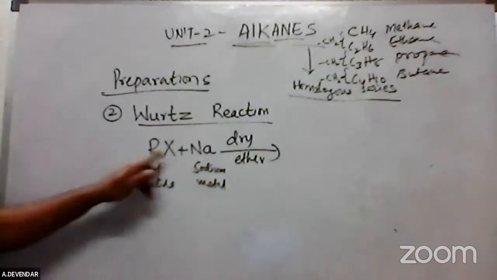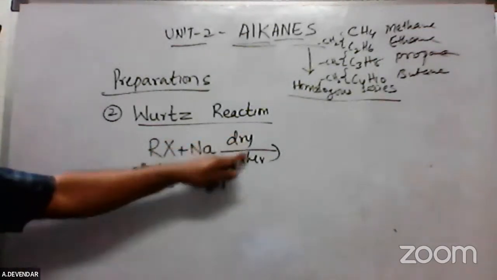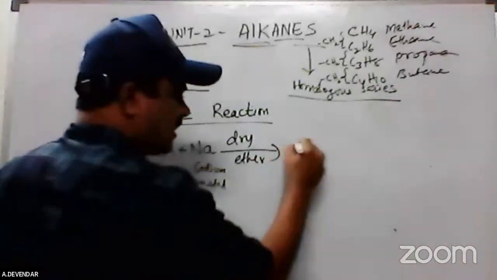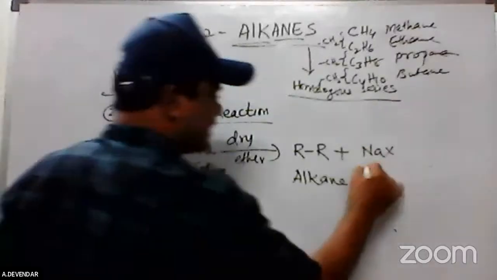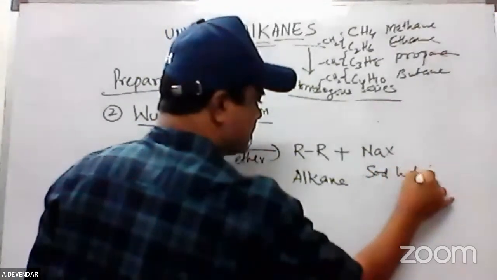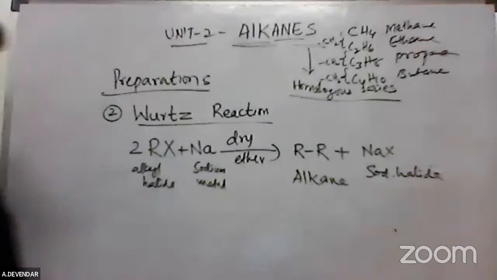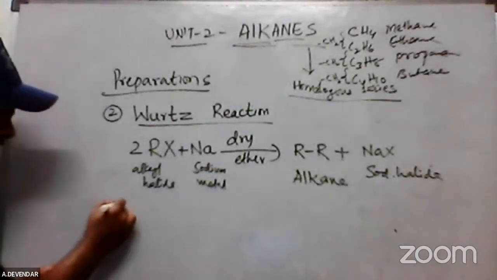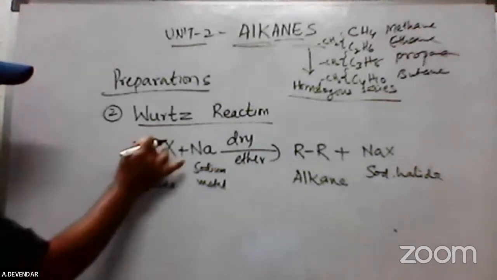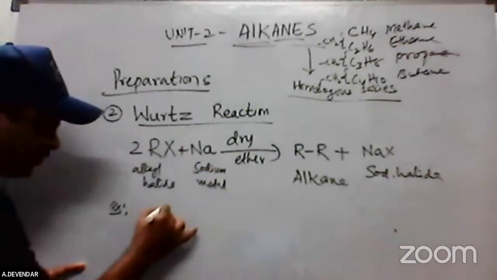When alkyl halide is treated with sodium metal in presence of dry ether, formation of higher alkane takes place. Also sodium halide is formed. This is called the Wurtz reaction. Friends, here I am using the general reaction. For better understanding, instead of alkyl halide, I am taking methyl.